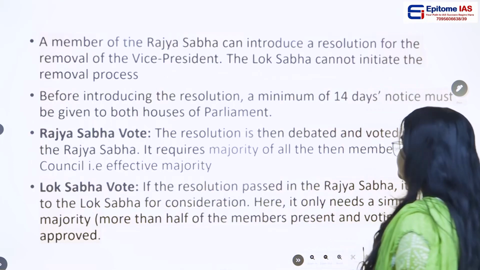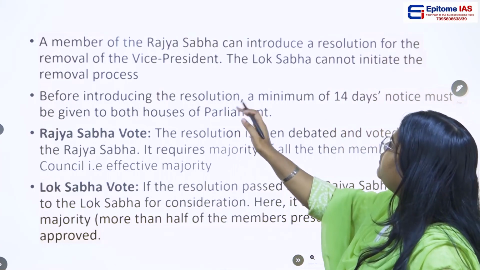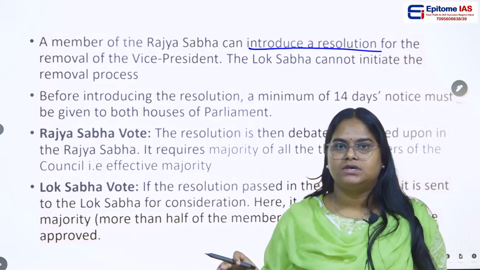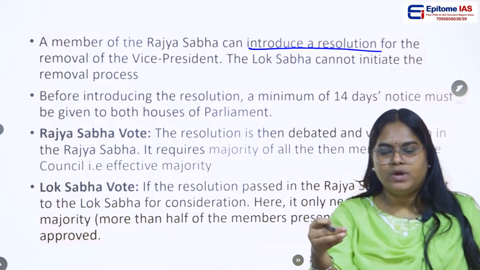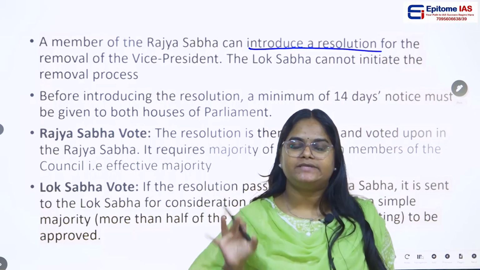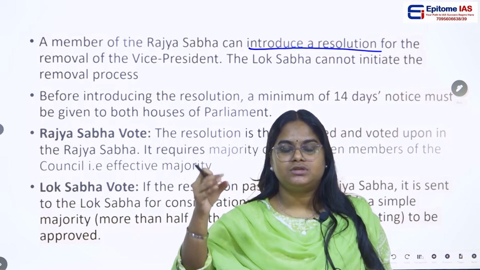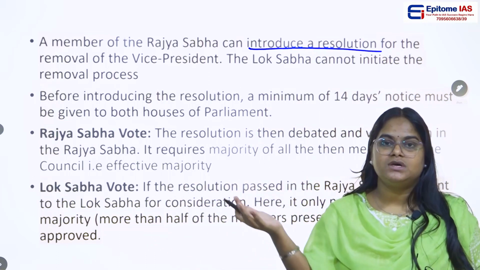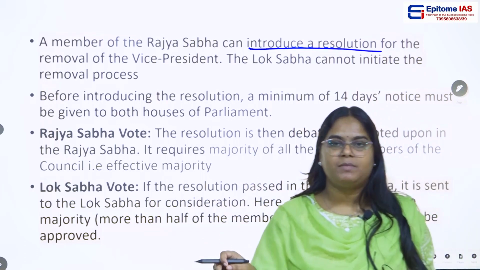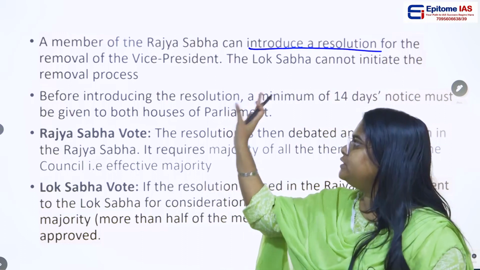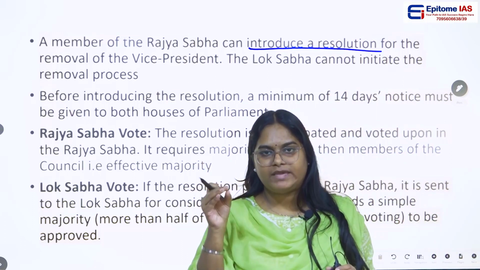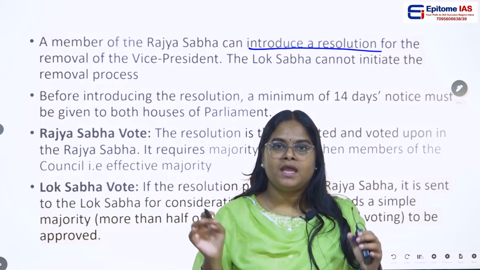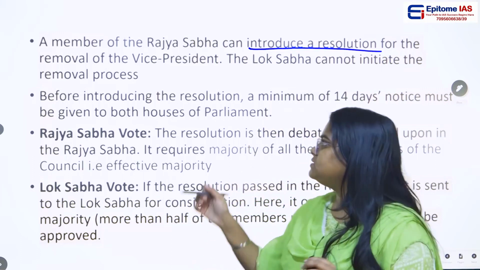Okay, so let us have a look here. A member of Rajya Sabha can introduce a resolution for the removal of Vice President. So the first point is that this removal resolution should be introduced only in the Rajya Sabha. They can't introduce the removal resolution in the Lok Sabha. That's not possible. Why? Because the Vice President is the chairman of the Rajya Sabha, so he is related to the Rajya Sabha, not the Lok Sabha. So the first point you should remember is that the resolution of removal should only be introduced in the Rajya Sabha and can't be introduced in the Lok Sabha.